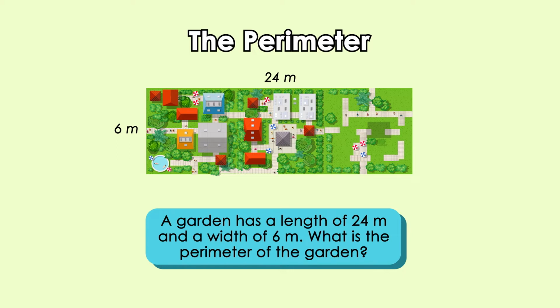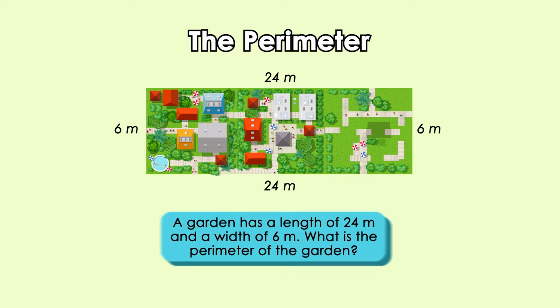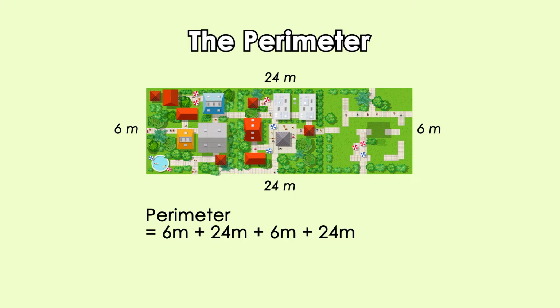Correct. We can find the perimeter by adding the length of all four sides of the garden. A rectangle has two pairs of equal sides. The perimeter is equal to 6 meters plus 24 meters plus 6 meters plus 24 meters. So, the perimeter of the garden is 60 meters. Boys and girls, this situation is an example of addition, which is one of the arithmetic operations.